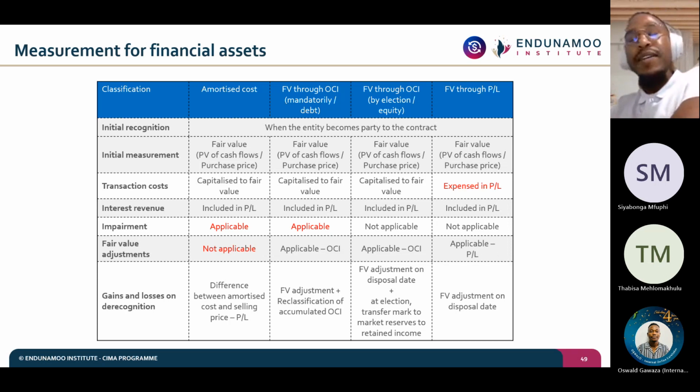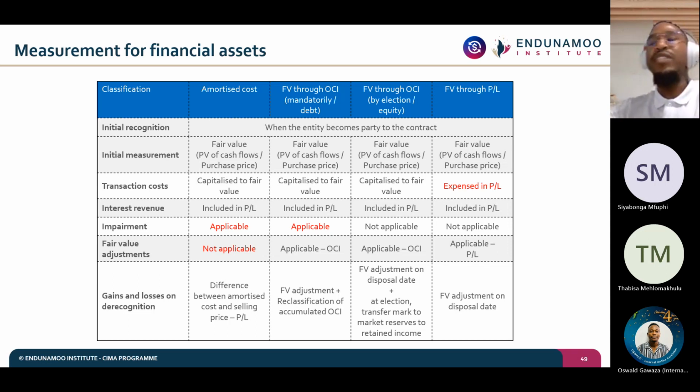Then when you are investing in shares, say you've bought shares from ShopRite or from Pick n Pay, wherever on the GSE, and you are not holding these shares to trade in them. Therefore, you have elected that you are going to remeasure the fair value movement through OCI. At initial recognition, you would recognize them at their fair value. You would capitalize transaction costs to the fair value. You would include any interest revenue from them in P&L, if any. Then the fair value movements would go through OCI.